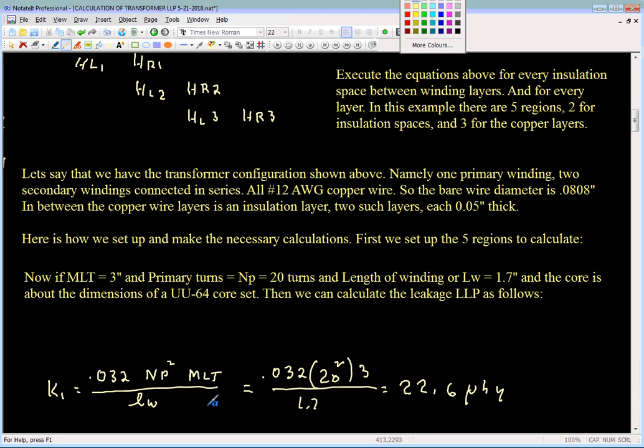So here's what we have for the winding. MLT is 3 inches. If you use the UU64 core, it'll be between 3 and 4 inches somewhere. I've arbitrarily picked 20 turns of that number 12 wire, which comes out to be about 1.7 inches with a 1/10 of an inch or so. And the core is about the dimensions, as I said, of a UU64 core set. Then we can calculate the leakage LLP as follows.